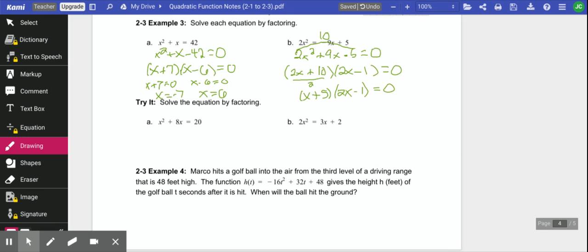Now we are not done. A common mistake here is to just stop at this step and say, look, I factored. Not good enough. You have to solve. So that means that one of these parentheses has to be equal to 0. Either x plus 5 equals 0 or 2x minus 1 equals 0. So we solve these two mini equations. We get x equals negative 5.